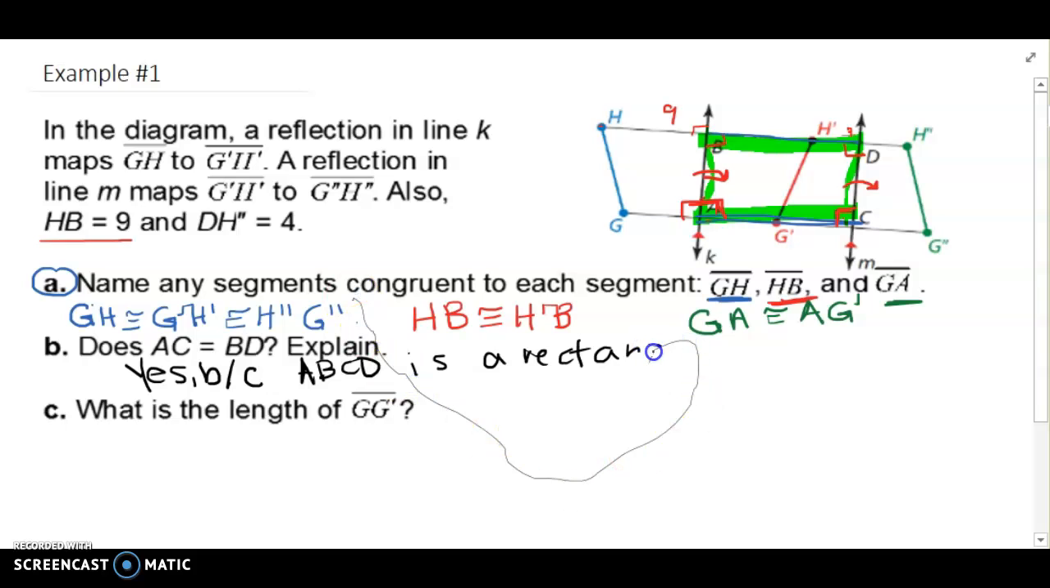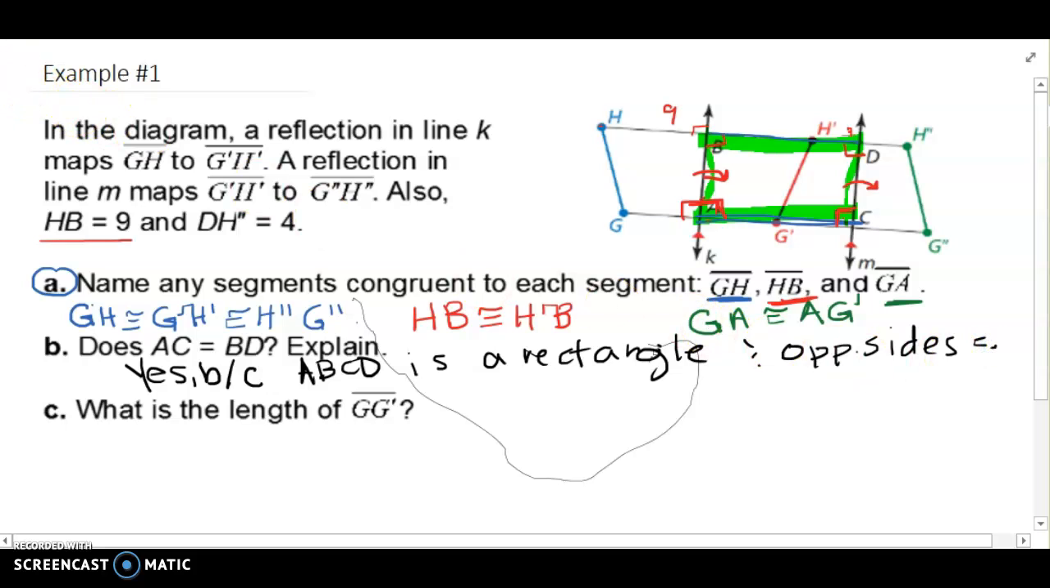And if we had this on a test, I would expect you to explain it. And on a rectangle, opposite sides are equal. All right, let's look at part C now. It says, what is the length of G prime? It should be G double prime.